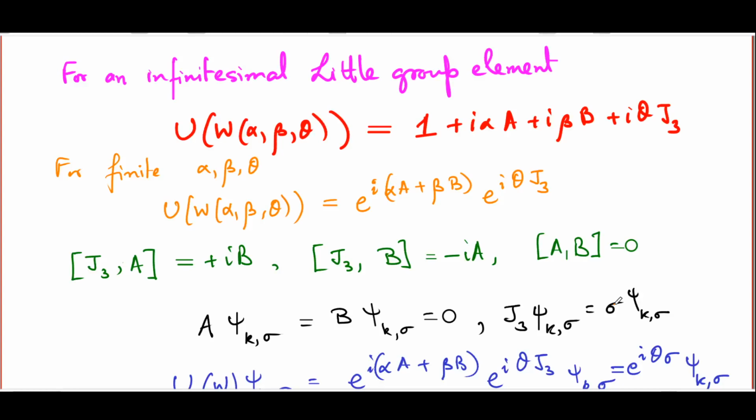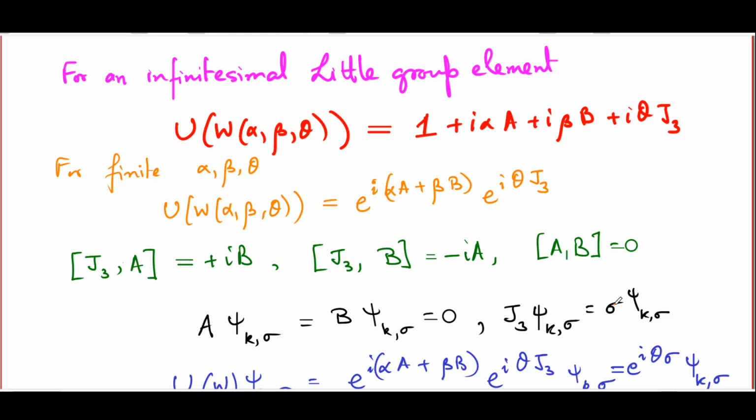Over the last few lectures, we have been discussing the Lorentz transformation properties of massless particle states. Let me quickly recapitulate what we have done so far. We have talked about the little group elements corresponding to this standard momentum kappa 0 0 kappa, and we have found that these little group elements can be parameterized by three parameters.